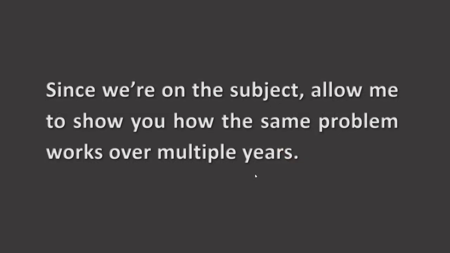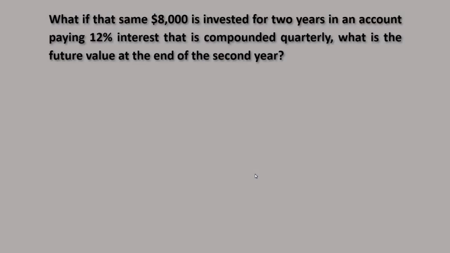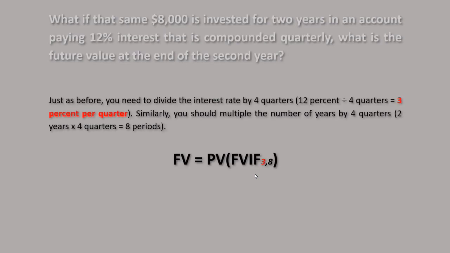Okay, since we're on the subject, let me show you the same exact problem and how that works over multiple years. It's not a big deal, okay? What if you got the $8,000 invested for 2 years in an account paying 12% interest per year that's compounded quarterly? What's the future value at the end of that second year? Okay, just like before, you need to divide the interest rate by 4 quarters. 12% divided by 4 quarters is 3% per quarter. So that's a given. That stays static. It's still 12% per year, and there's still 4 quarters in a year. Okay, so that's not an issue.